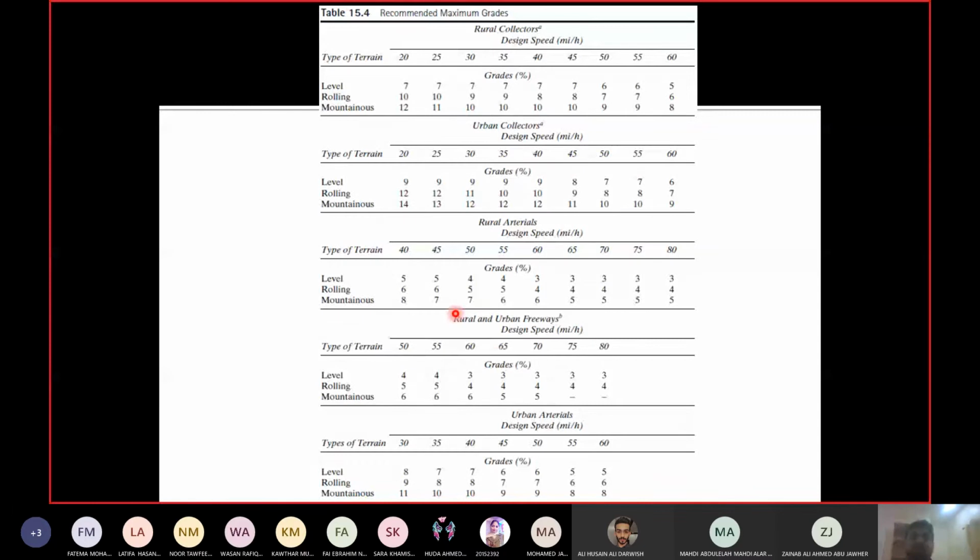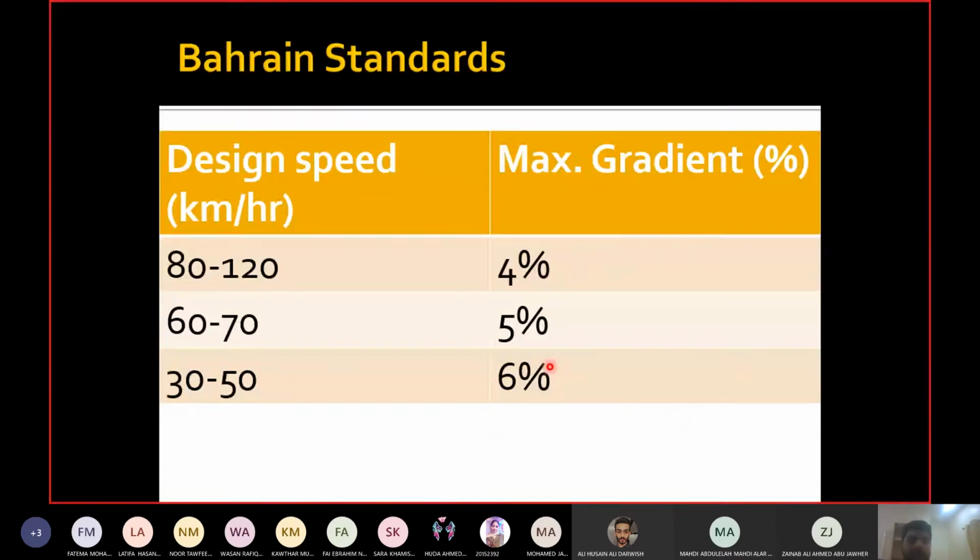Now let us look at the standards for Bahrain. Obviously, the standards which I showed you in the previous slide in kilometers per hour were converted values from miles per hour. So you can see 112 and 48 and so on. In Bahrain, it is all rounded off. So we have arterials which have a speed from 80 to 120. So Sheikh Khalifa bin Salman has a speed of 120. Sheikh Salman Highway has a speed of 100, and on some location it has a speed of 80.